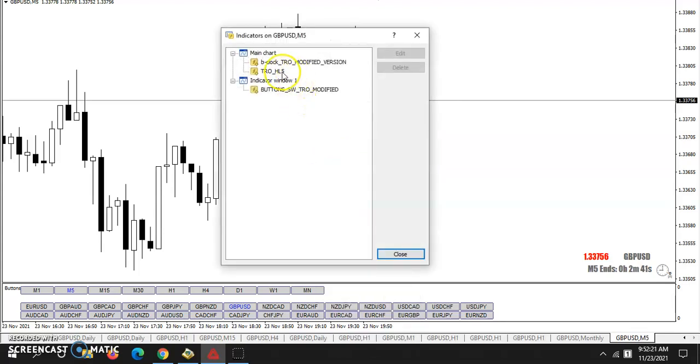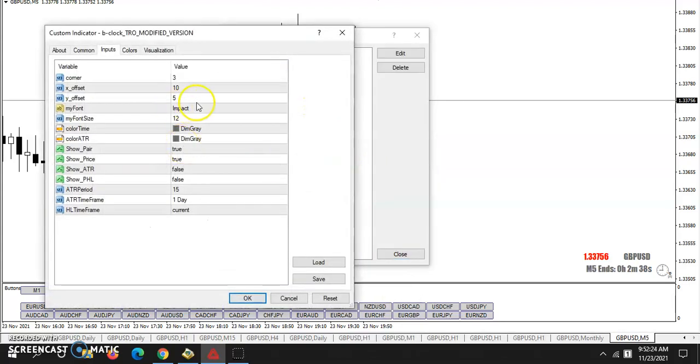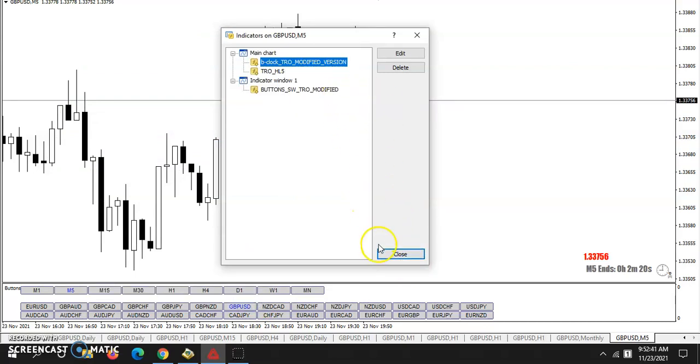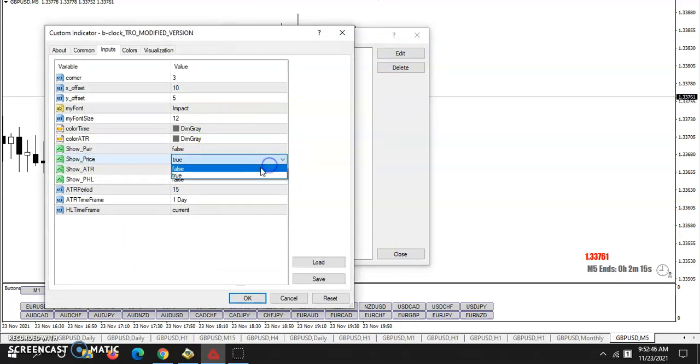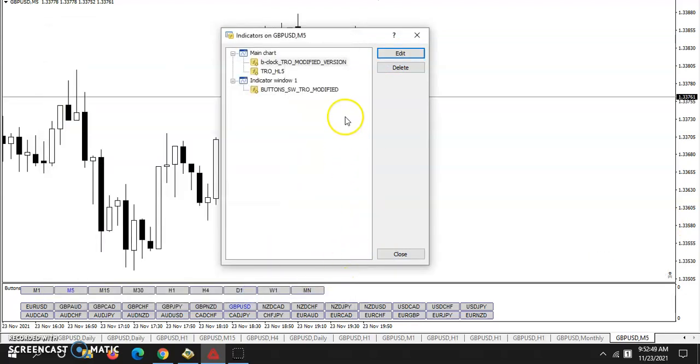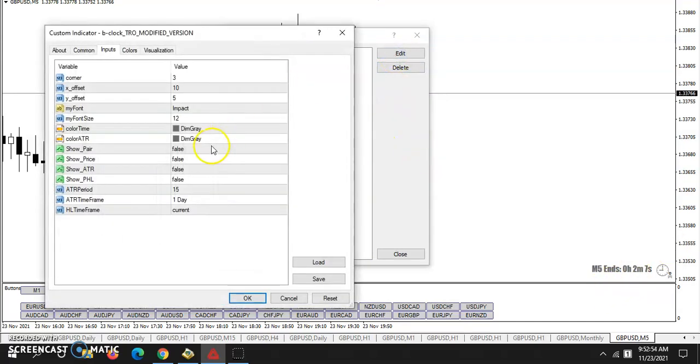Now, let's see. Some of the modifications I made, I think I put in the font and where you can use in the font size. I can't remember everything. I know I added ATR, whether or not you want to show the pair. Whether or not you want to show the price. You just might want to have the time on there. I like to show all of that.